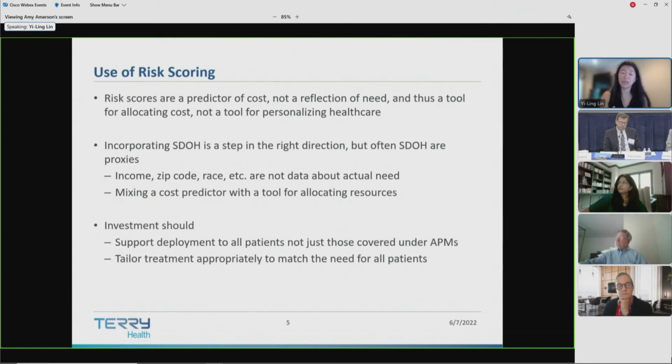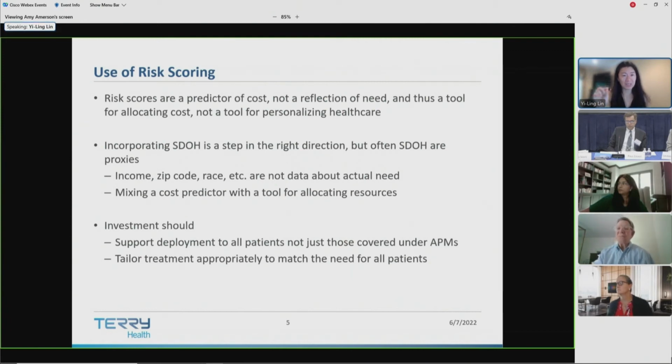Now, I believe that a lot of risk scoring mechanisms, and there's a variety of them out there, are starting to incorporate SDOH. But I caution that SDOH measures in these risk scoring mechanisms right now are often based on proxies such as zip code, proxies based on race, proxies based on income level. And these, again, are proxies, right? So they don't actually say need. We're just trying to guess, overall, what's the need of this zip code?